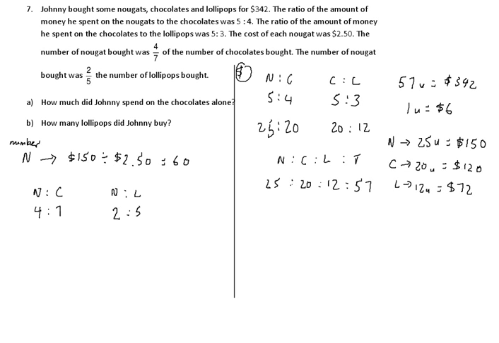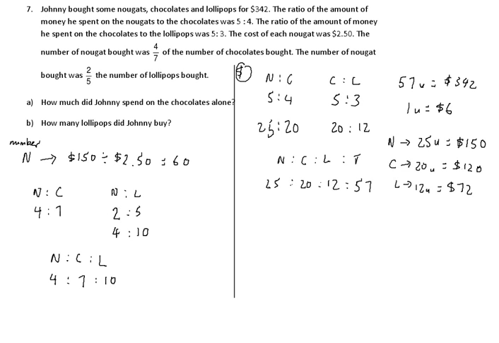Lowest common multiple. And tell me what's the lowest common multiple. So we need to make the nougat 4. So now we can come up with the ratio nougat to chocolates to lollipops. So, Daryl, what's the ratio? 4:7:10.